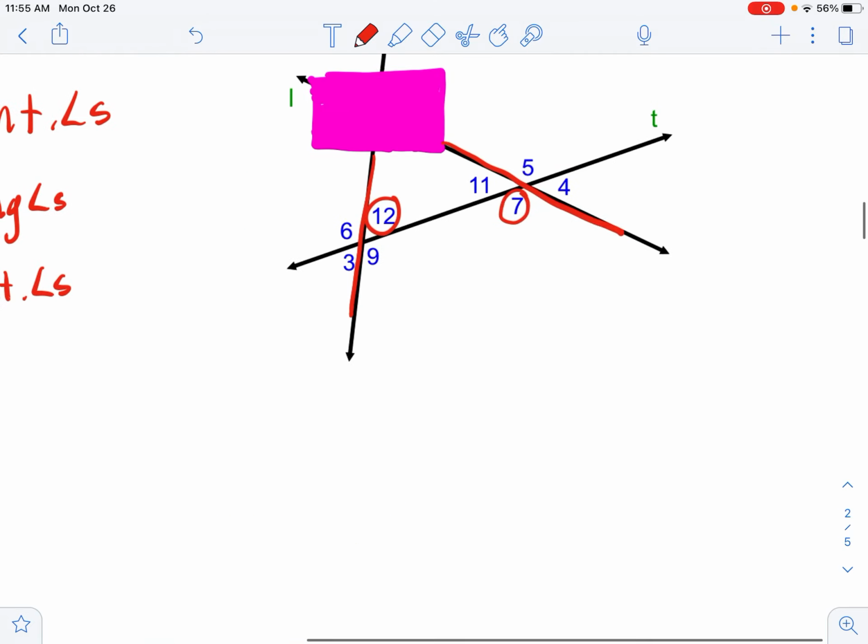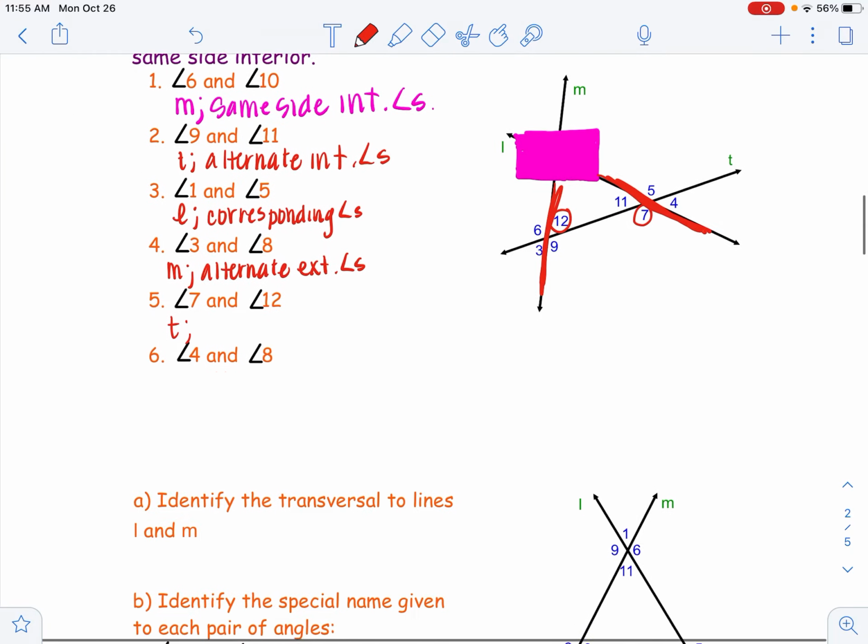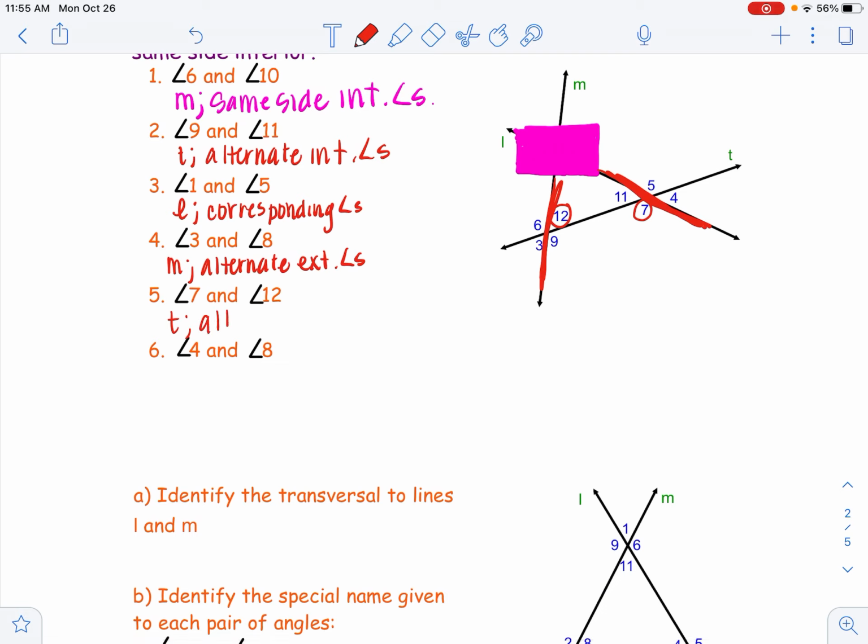Okay, so now I want to know what type of angles these are. So are they on the inside or on the outside of my double lines? They're both on the inside. Are they on the same side or alternate sides of the transversal? Alternate. So these are alternate interior angles.